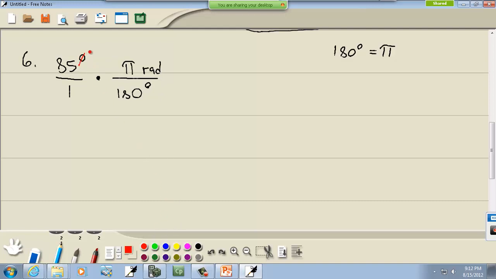Now when I do this, the degree symbols will cancel. And we got 85 pi over 180. Top and bottom are at least both divisible by 5. What's that? 17. Let's see. Yeah, 17 pi. And let's see, 36. Yeah. So this would be our answer: 17 pi over 36.